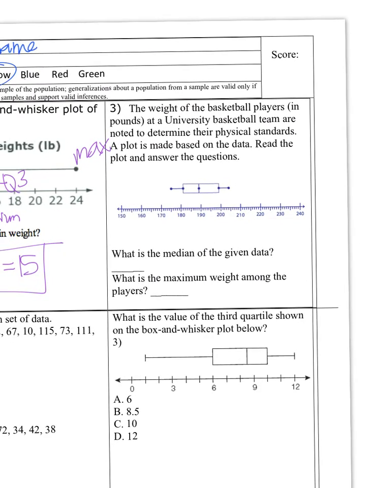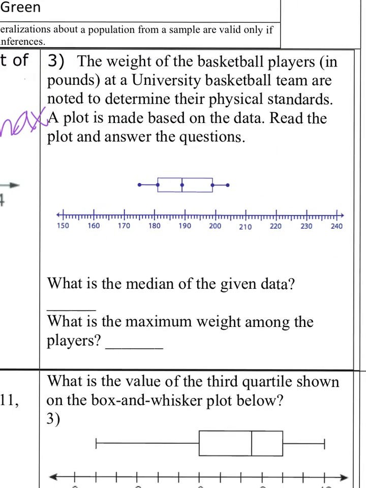It says the weight of the basketball players in pounds at a university basketball team are noted to determine their physical standards. A plot is made based on the data. Read the plot and answer the questions. Okay? Let's look at the questions. What is the median of the given data? Well, first let's label this. So we have our min, our max, our Q3, this is our Q1, and this is our median.